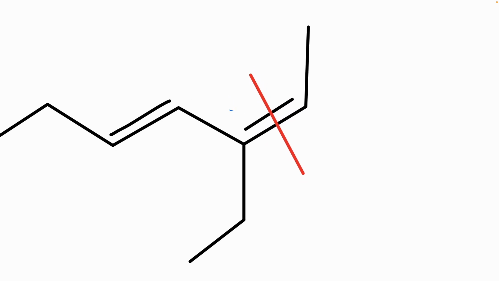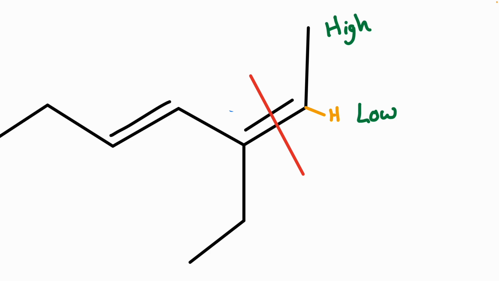What's the low priority group over here on the right-hand side? This implied hydrogen right here. Hydrogen, lowest atomic number, will always be your low priority group. So that means this carbon of this methyl is my high priority group.